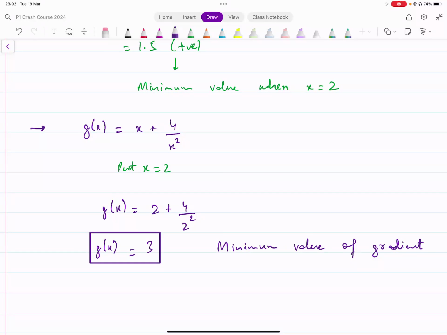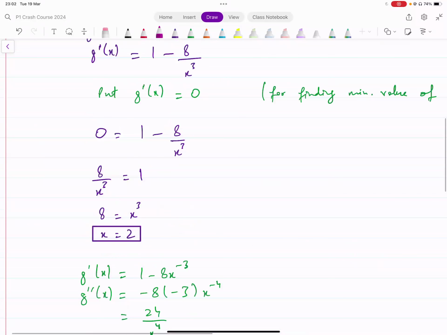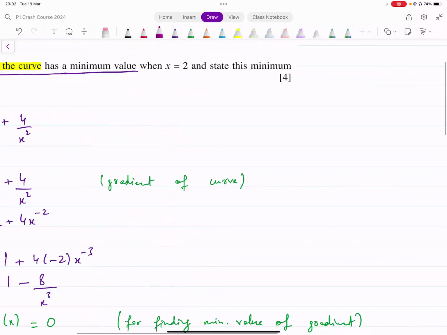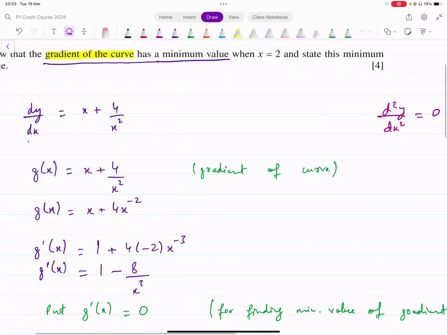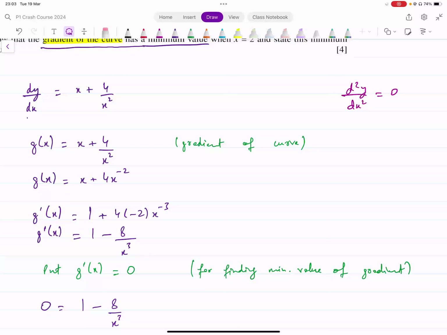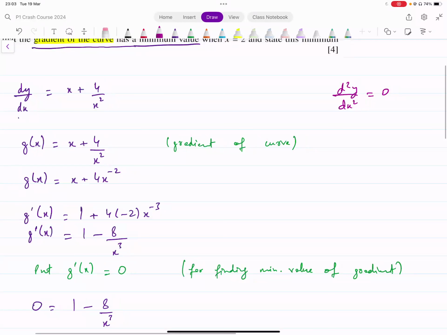Now, if you look at the marking schemes of such questions, they will be doing something very confusing. For this, they'll put the second derivative equal to 0. Generally, we put the first derivative equal to 0, right? What they're actually doing is finding the first derivative of the gradient and putting that equal to 0. So the marking scheme is kind of confusing for such questions, and that's why people get confused with this.